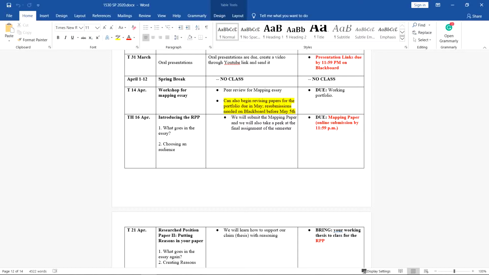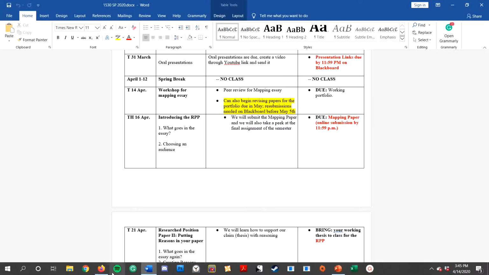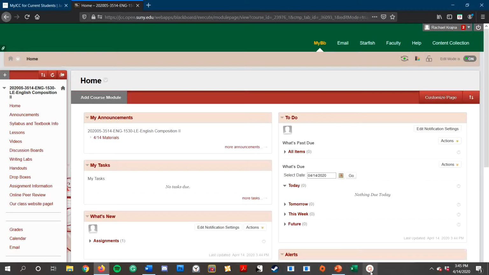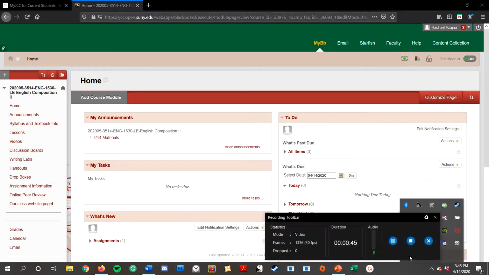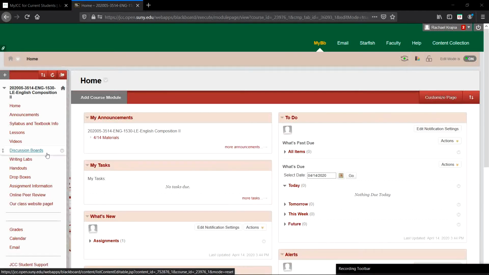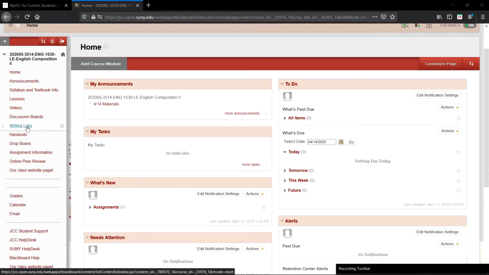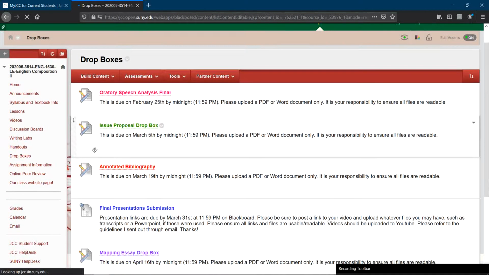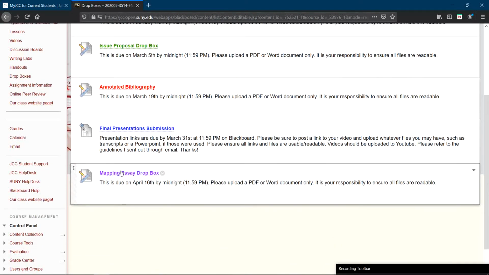And please keep in mind the mapping paper. The final draft is due on Thursday by midnight. So I will show you all real quickly on our lovely Blackboard page how to submit the mapping essay. So first you open Blackboard just like normal for Comp 2. And then you go on the left side of the page and click on the Drop Boxes tab. And then you will scroll down and go into the mapping.